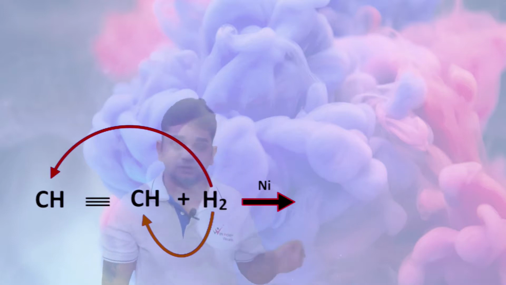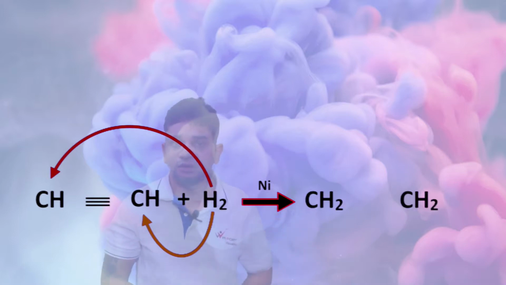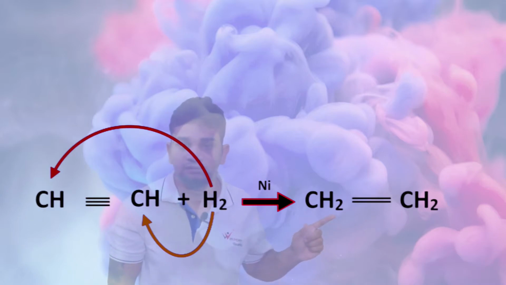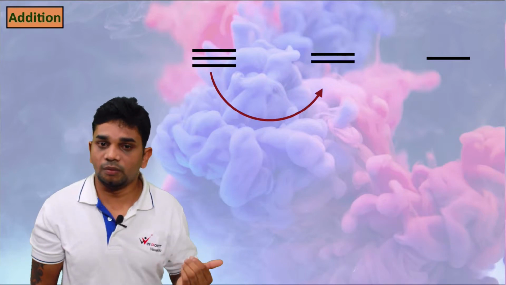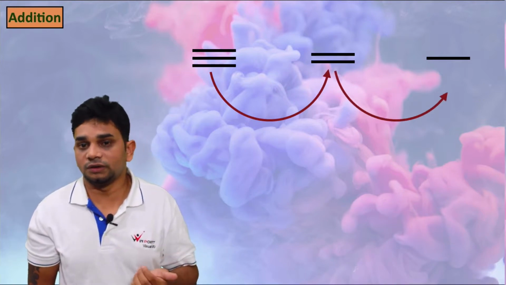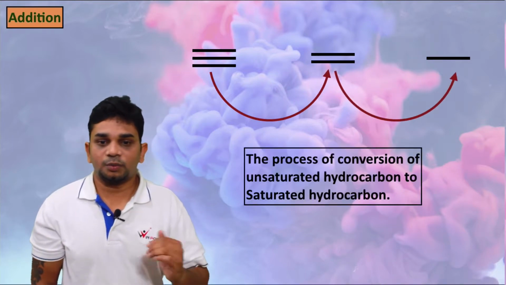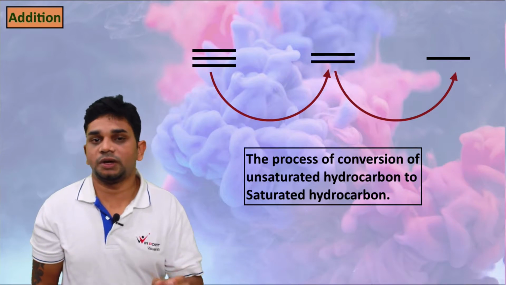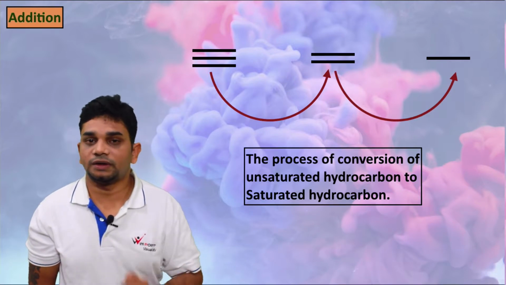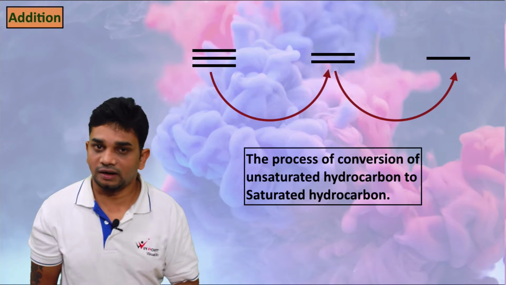What will be the product? It will be CH2, CH2. Here it was a triple bond. It will be a double bond here. In an addition reaction, a triple bond will convert into a double bond and a double bond will convert into a single bond. The process of conversion of unsaturated hydrocarbon to saturated hydrocarbon is known as an addition reaction.